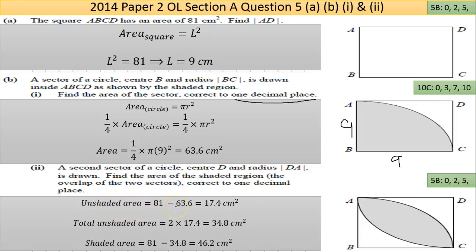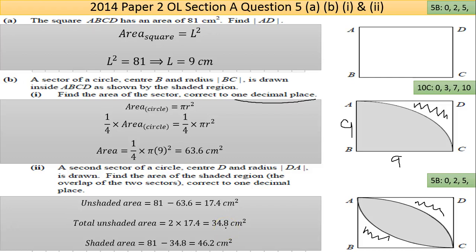You're taking away the 63.6, so you're trying to find this unshaded area here. It's the same area here. That's 17.4, but in the actual question you have 2 of them, because the other arc creates this ellipse shape. So it's 2 times 17.4, which gives you 34.8. Now you've found the area of the 2 unshaded regions.